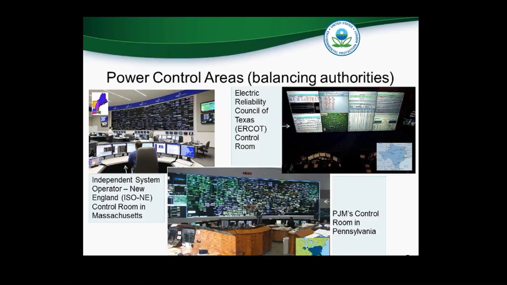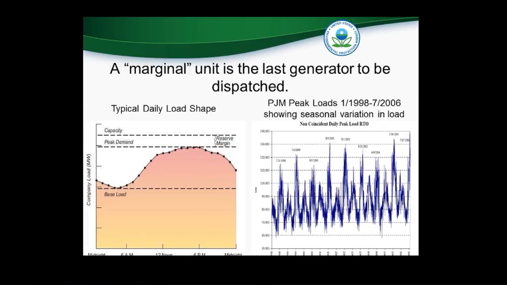Next slide, please. A marginal unit is the last generator to be dispatched at any time. On the left is a typical system-wide daily demand profile. Imagine different plants are stacked up to reach the demand at any given time. The marginal unit, the last plant dispatched at 6 a.m. when demand for electricity is low, is a different unit with different characteristics than that dispatched at 6 p.m. when demand for electricity is high.